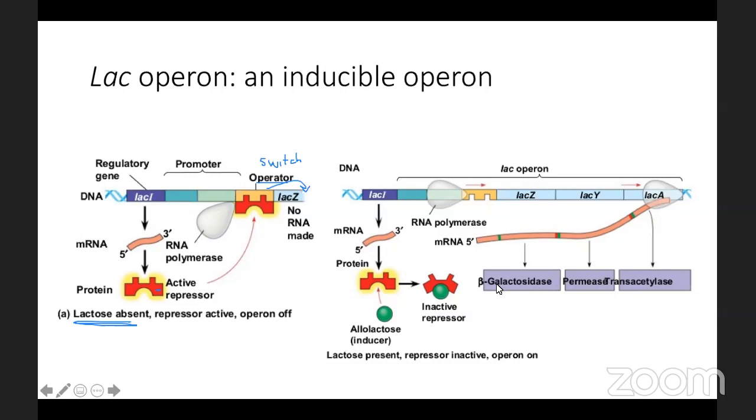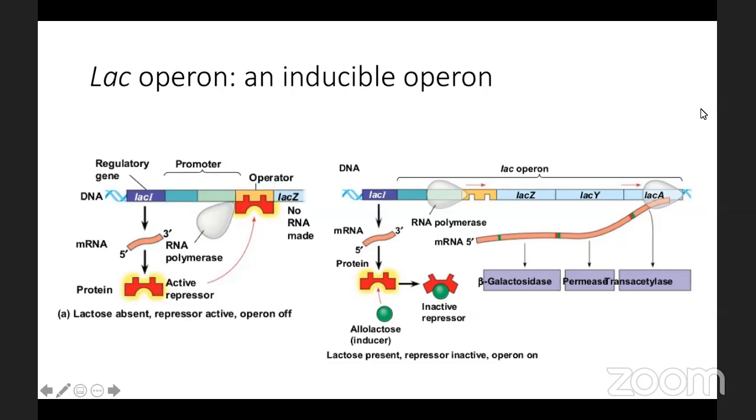And then the result is that this E. coli cell will be able to produce beta-galactosidase, permease, and transacetylase, all of which help with the breakdown of lactose. This is called an inducible operon because usually this little system is turned off, and when we use an inducer like lactose, we can turn the switch on. Okay, so that's the Lac operon, which you've probably seen before.